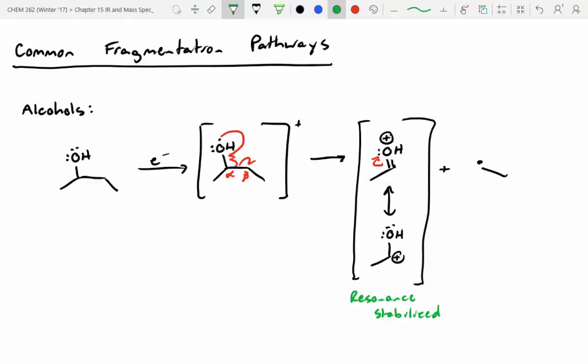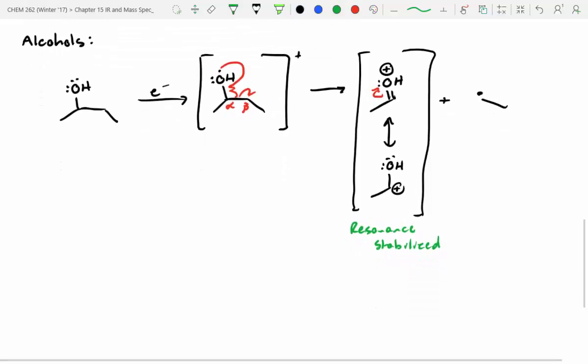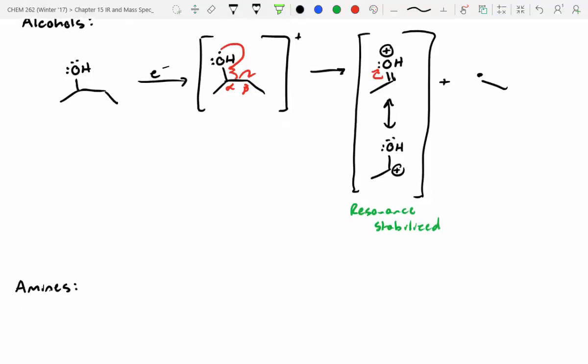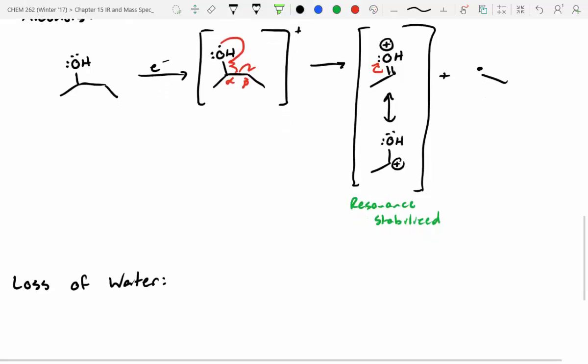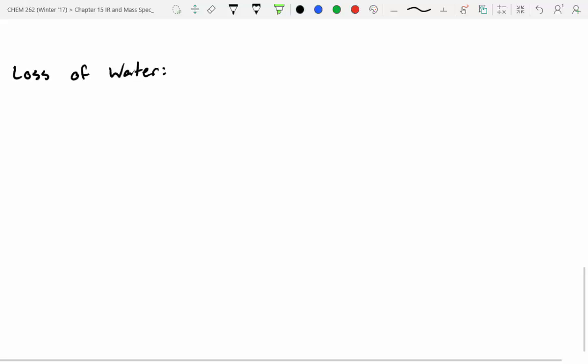You can also look at amines. Amines do a similar reaction. But water didn't exactly fall off. No, I'm saying this is another fragmentation pathway you'll see in addition to loss of water. We'll look at loss of water next. Actually, let's just do that now. Sorry, I'm going out of order. Okay, so let's say we've got loss of a water that we're trying to find. Let's discuss how that happens.